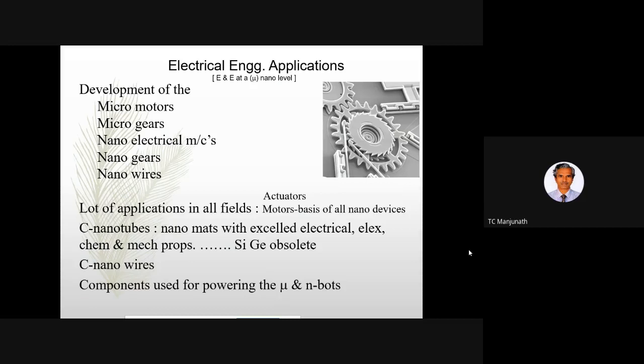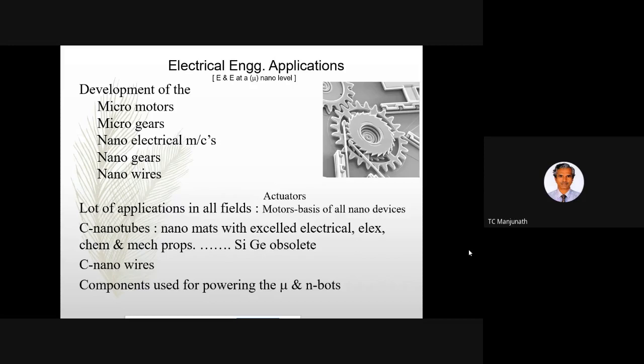Normally, motors are used as actuators or transducers, converting energy from one form into another, from electrical form into mechanical form. If you want to move a system from rest, a bus or a robot, you have to use an actuator or a motor. As science and technology developed at a rapid pace in the last 50 years, the size of the motors also kept reducing, becoming smaller and smaller. That has led to the development of micro motors, micro gears, nano electrical machines, nano gears, and nano wires.